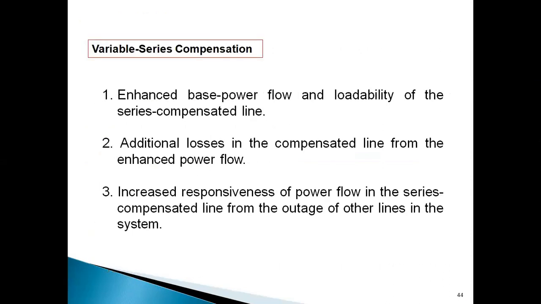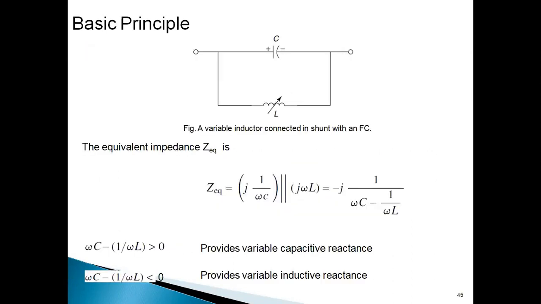These are the objectives of variable series compensation: enhanced basic power flow and loadability of the series compensated line. Additional losses in the compensated line are issues to be taken care of. So this also I'm skipping.